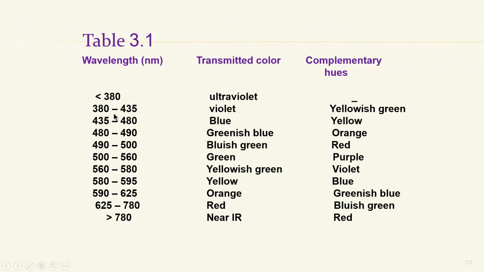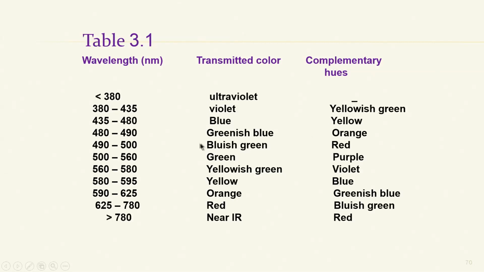From 380 to 435 I have violet color and the complementary hue is yellowish green. The material will look yellowish green. So, if a material looks yellowish green to you as an observer, you should say that it transmits violet color. If the material is yellow, then what it is transmitting is blue color.